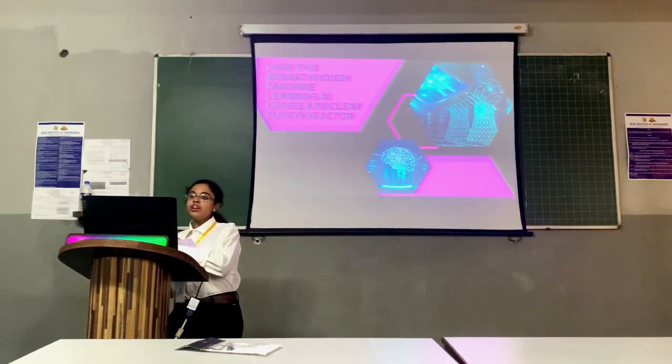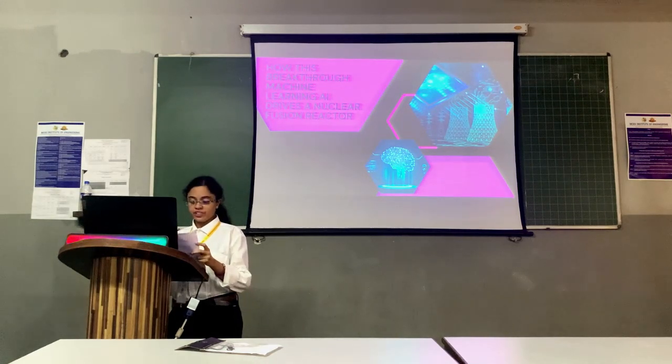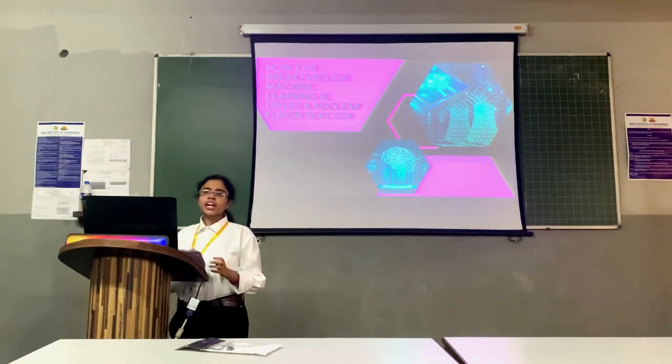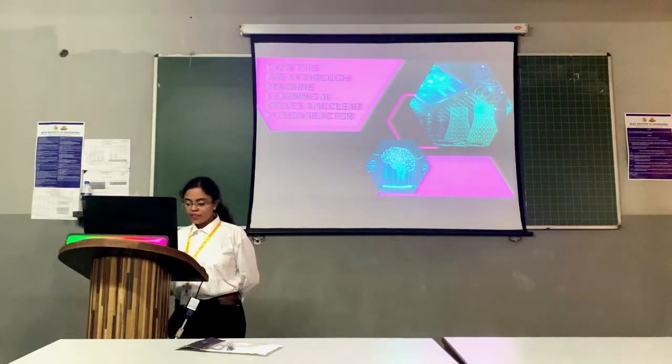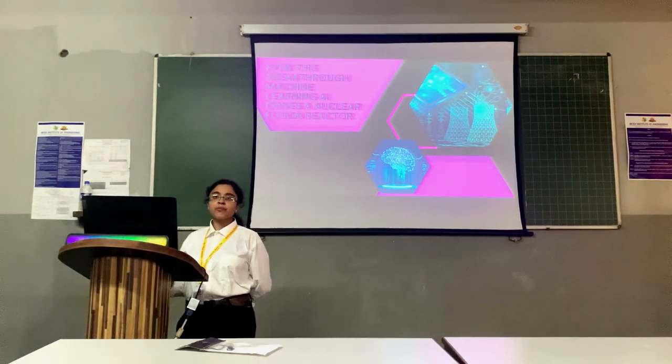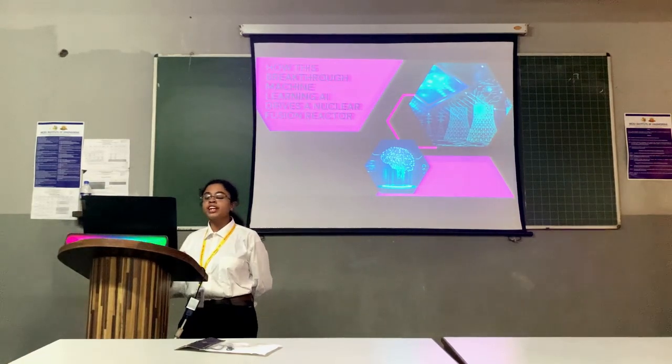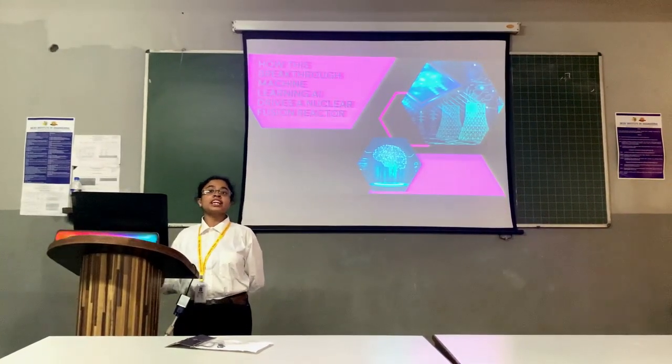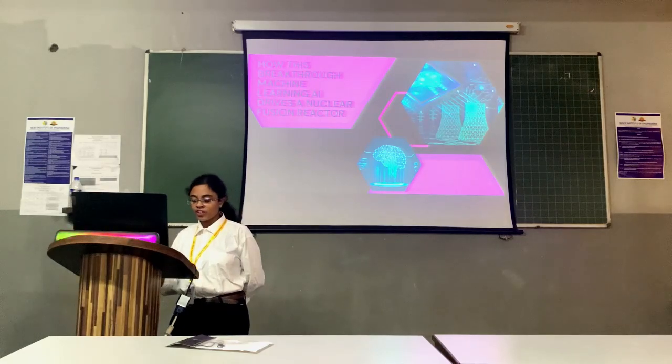Now coming to how AI helps in nuclear fusion. Nuclear fusion is a process which releases a vast amount of energy, and has been touted as a potentially limitless source of clean energy. But a number of technical challenges still need to be overcome.